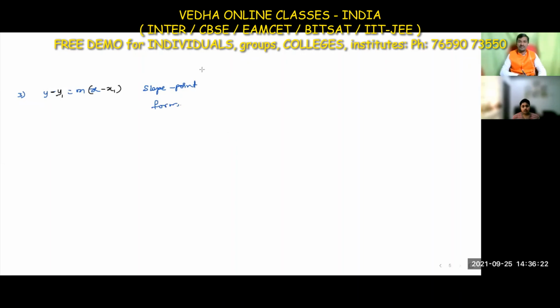Here we have the x-axis and y-axis, and I am taking one line. For this line we have the slope as well as a point. I know one point, that is (x1, y1), and I know the slope of this line, that is m. When I know the slope as well as a point, we use this formula. Based on the situation, we use different formulas.